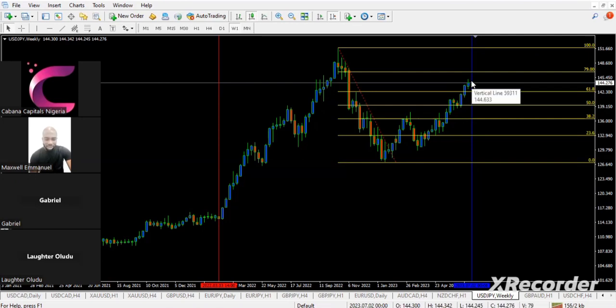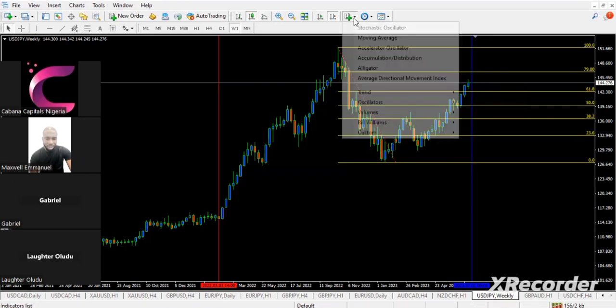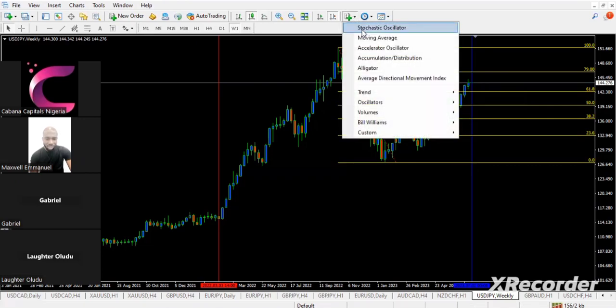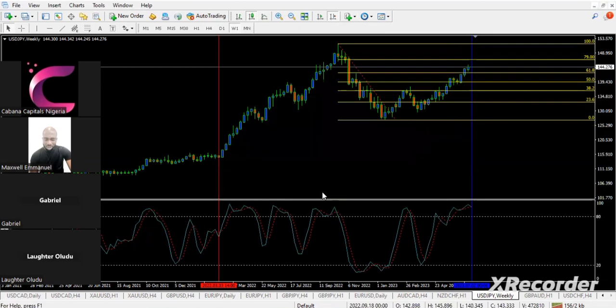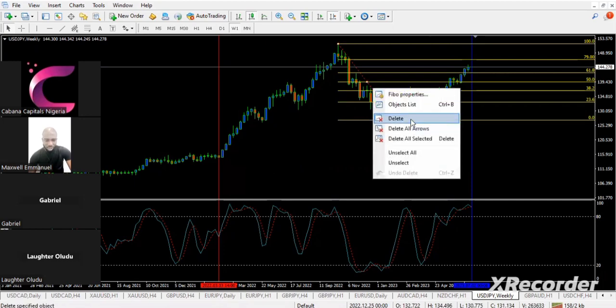I can't buy. Price has already gone far. Even if you apply a stochastic indicator, you would see that USD JPY is overbought. So it will not be wise to buy when it's overbought. You should be looking for sell opportunity. Patiently wait for a sell setup. You can't buy now. If you want to buy, there has to be a pullback before you consider buying.